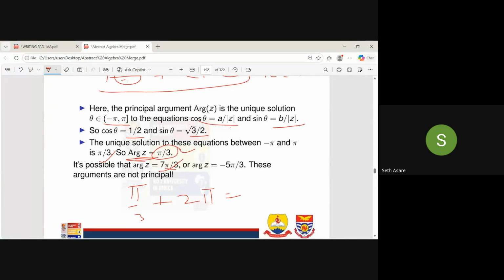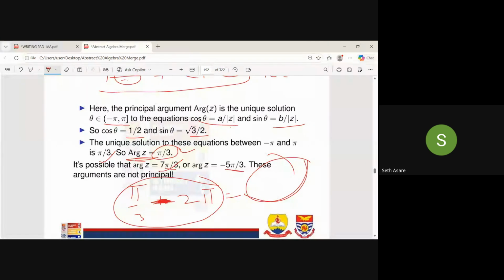And this one, when I write pi over 3 minus 2 pi, the minus is that I went this direction, not this direction. So I am subtracting 2 pi from it. When I do this one, what will I get? Pi over 3 minus 2 pi gives negative 5 pi over 3. That is it. All these ones will produce the same answer.